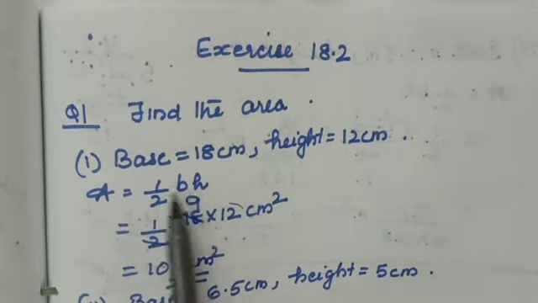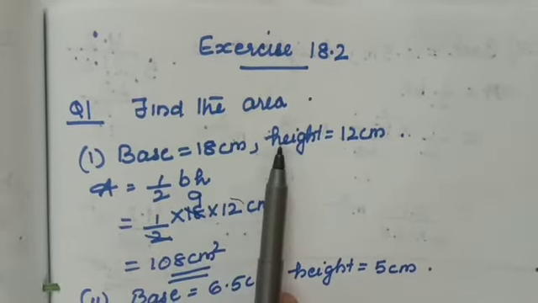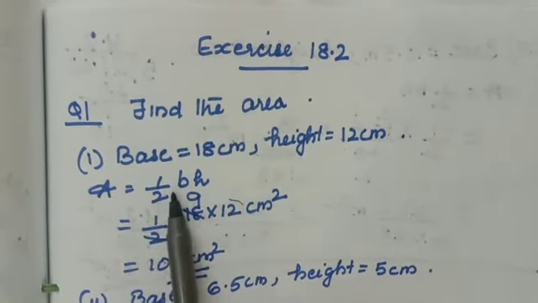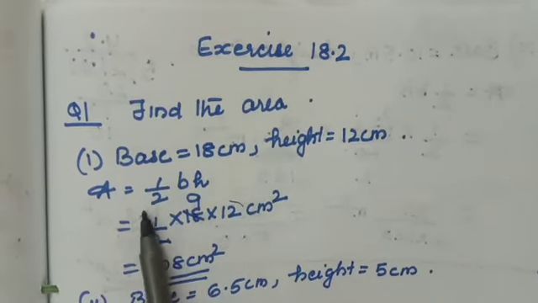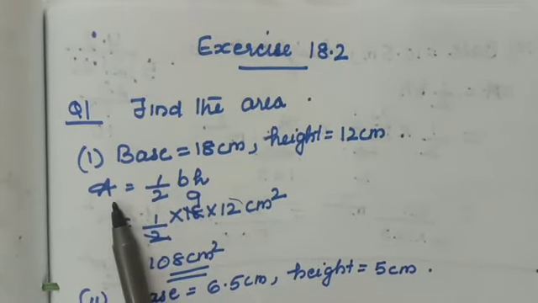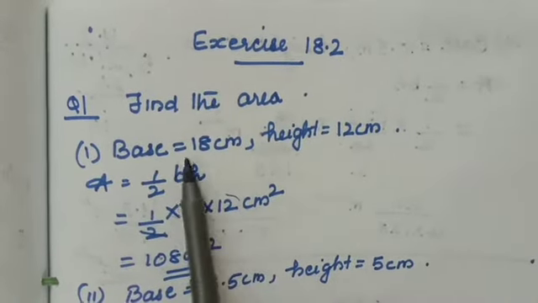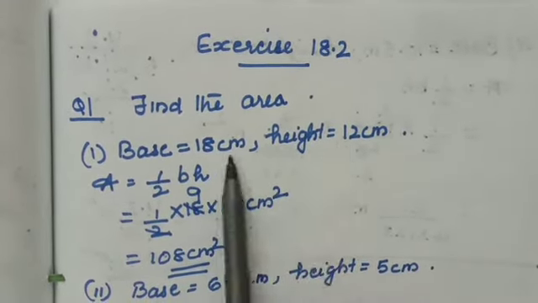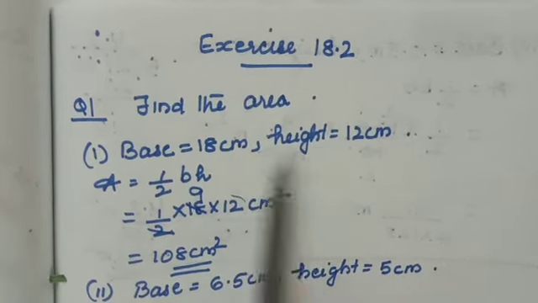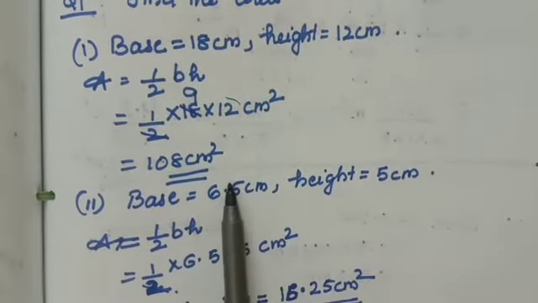Introduction part I already explained. Base and height given, that means right angled triangle, only base and height. So the formula is area equal to half base into height. Put the value. You have to check the units. If units are not the same, you have to make the units the same. After that only you have to put the value.